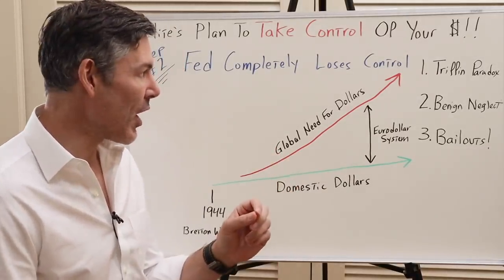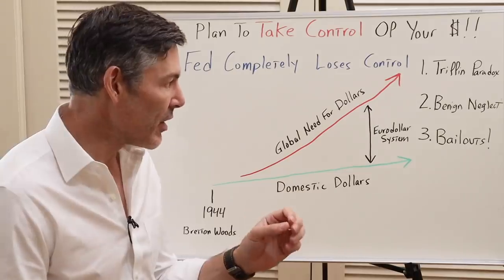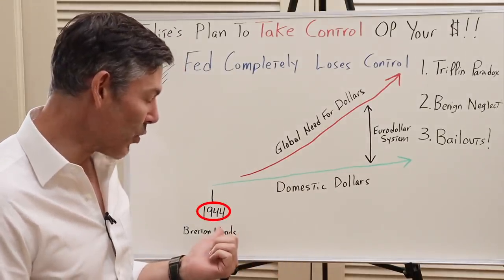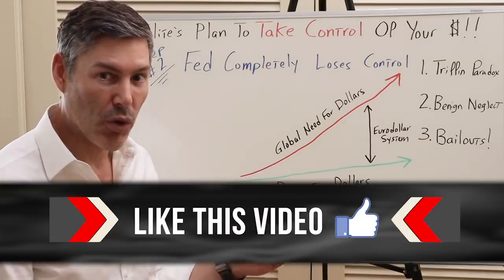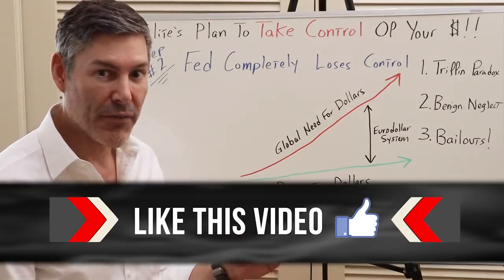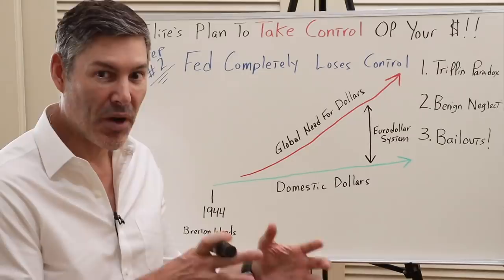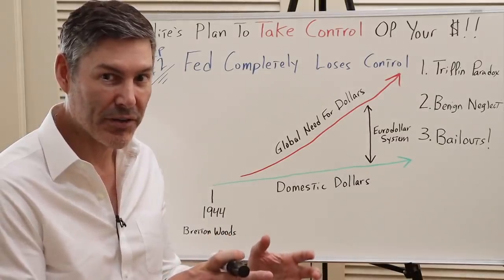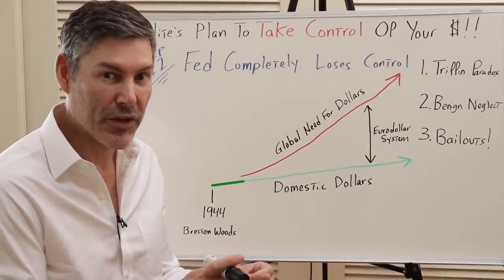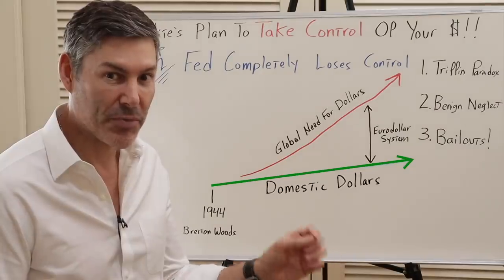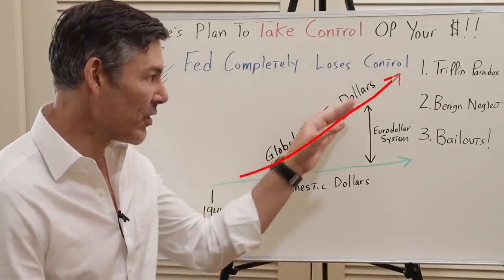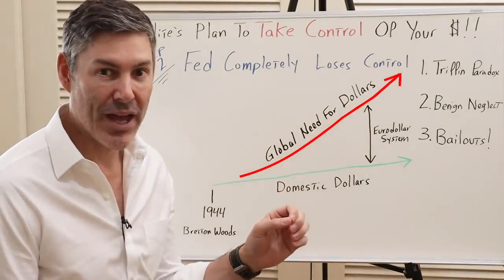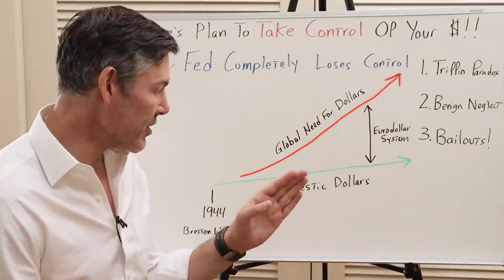But for step number 2, I want to illustrate how, starting with Bretton Woods in 1944, the dollar becoming the world reserve currency, the Fed and the domestic policymakers, the central planners, not only lost control of the domestic supply of dollars, but now they lose control over the international supply of dollars as well. So this is what happened.